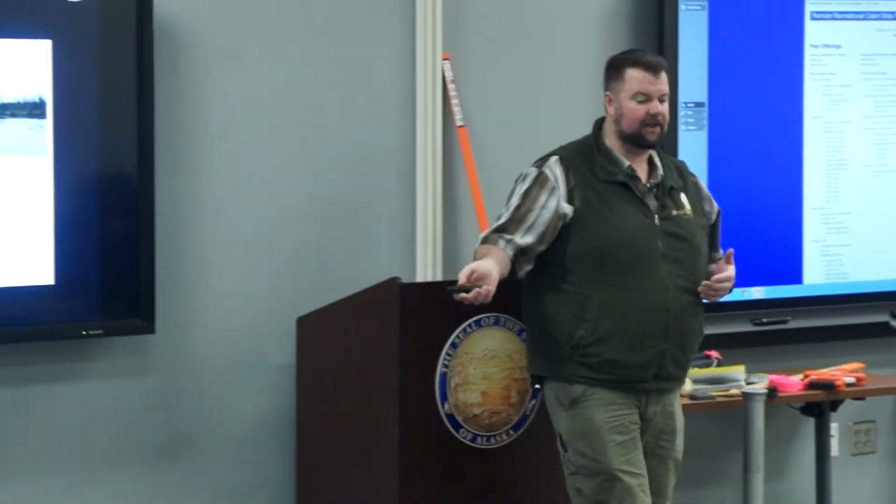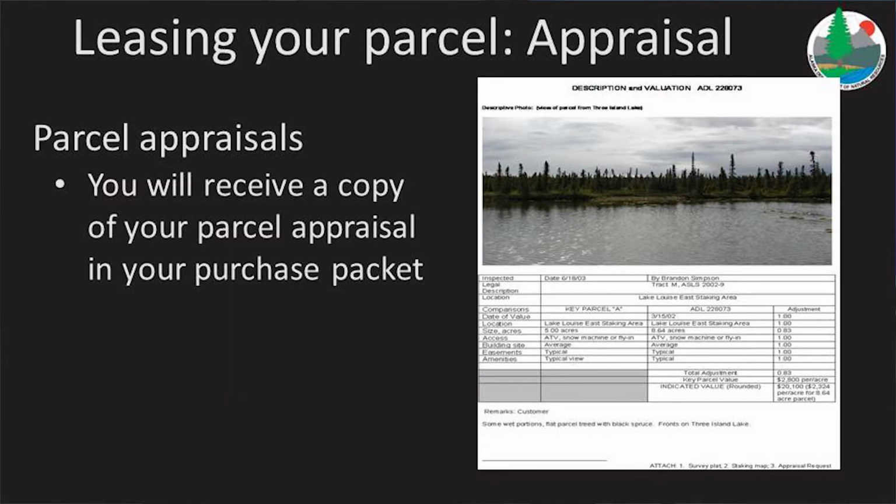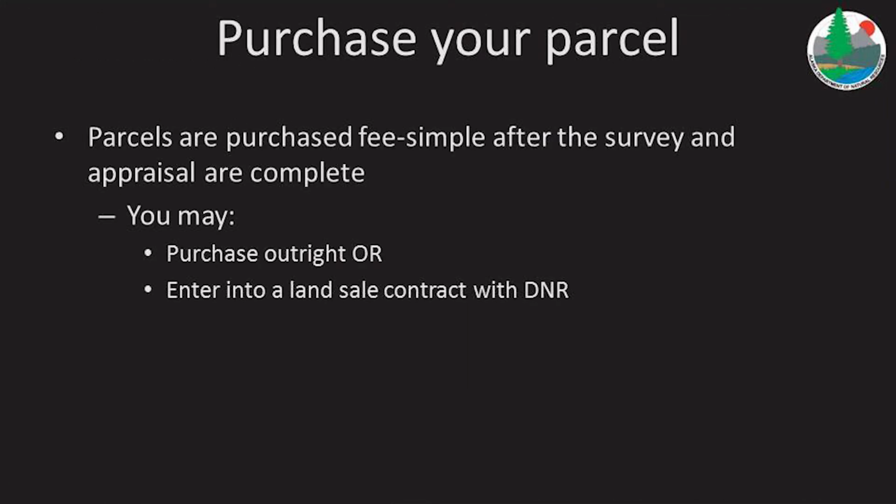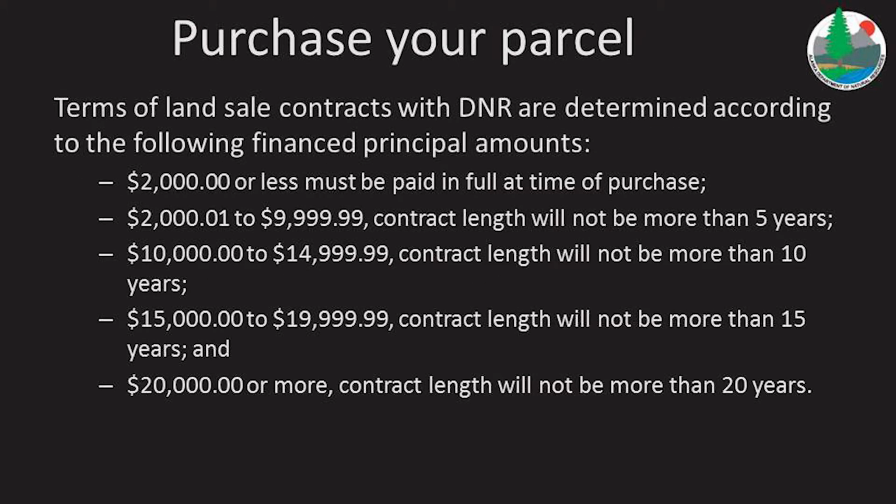So you'll receive a copy of this in your purchase packet, at which point you have the opportunity to purchase your parcel. You can either purchase the parcel outright, paying it off in its entirety, or you can enter into a contract with the state to finance the parcel. If you're going to contract for the purchase, the terms of the contract are going to be dependent upon the principal amount.